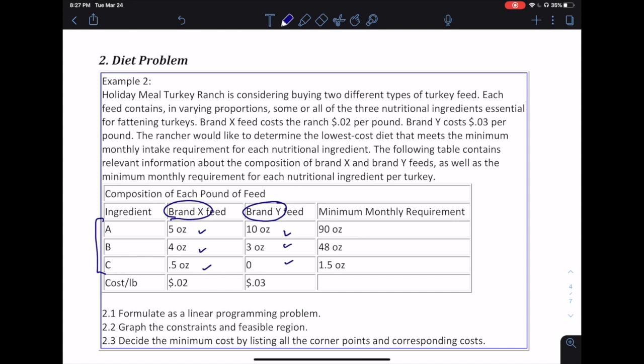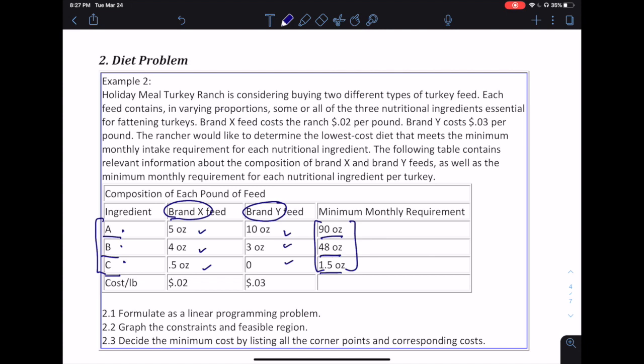The problem is that to feed your turkey, there are some minimum monthly requirements for each ingredient. It is very similar to humans' nutrition problems. For humans, we have minimum requirements for many different ingredients, like protein and different types of vitamins. Similarly, for turkey, we are considering three ingredients, and we need to feed at least those minimum requirement levels.